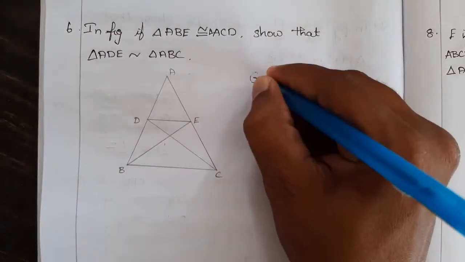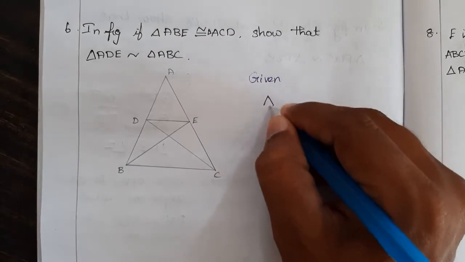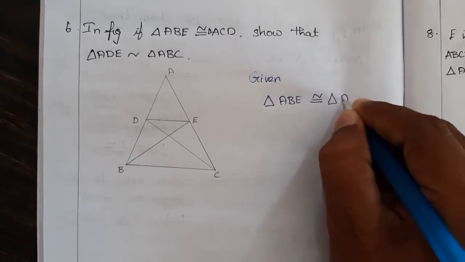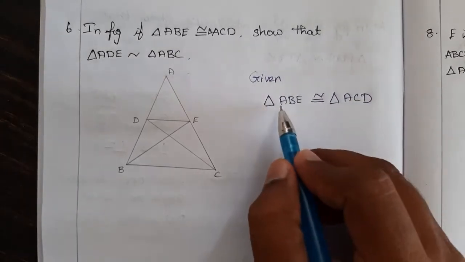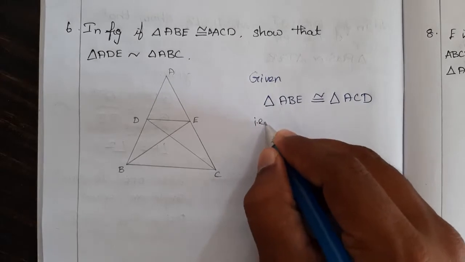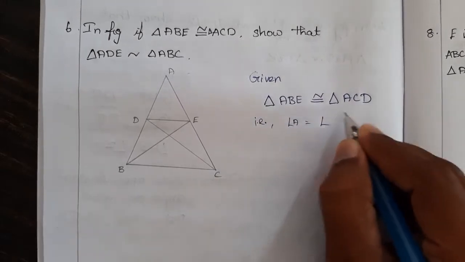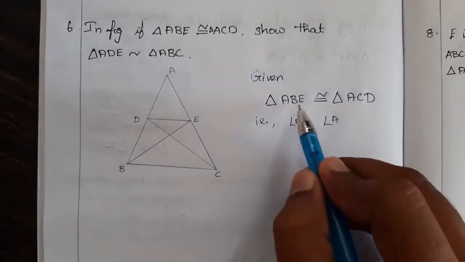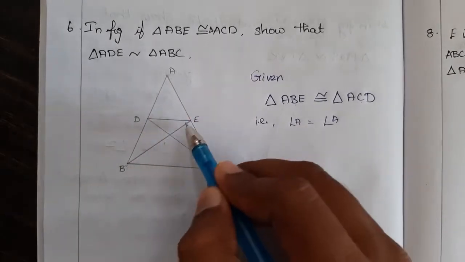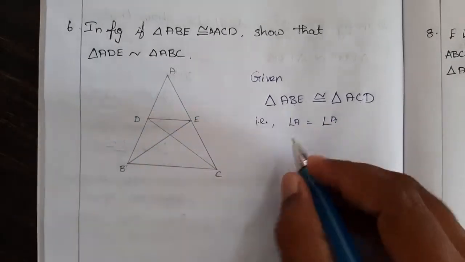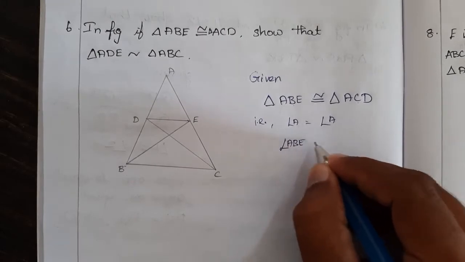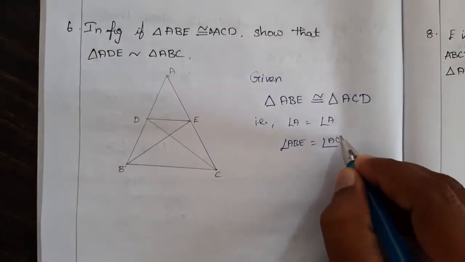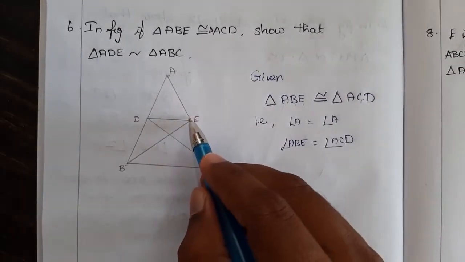So first, it is given triangle ABE is congruent to triangle ACD. That means all the corresponding angles are equal. That is, angle A is equal to angle A and angle B is equal to angle C. Actually the B represents the triangle ABE, right? Here it represents angle ABE. Angle ABE is equal to angle ACD, since C represents the triangle ACD.